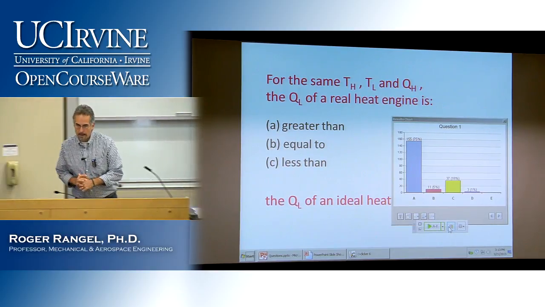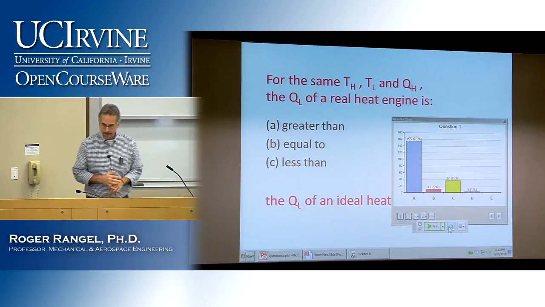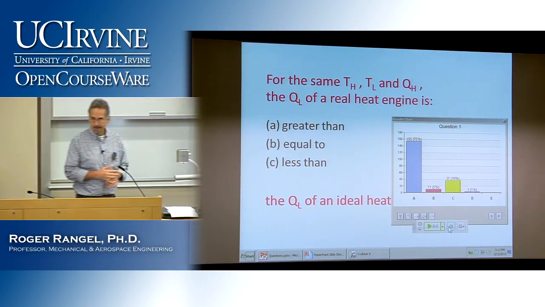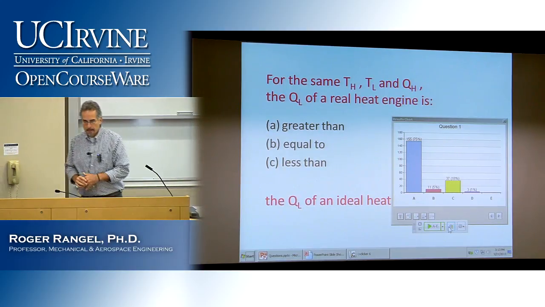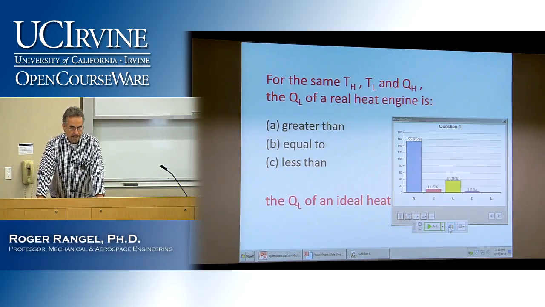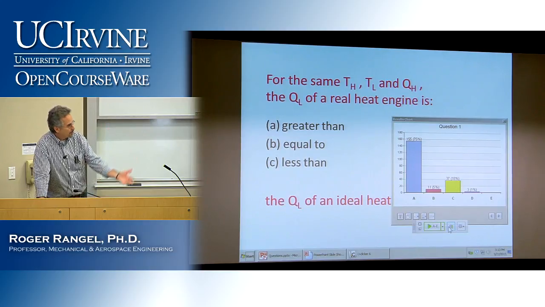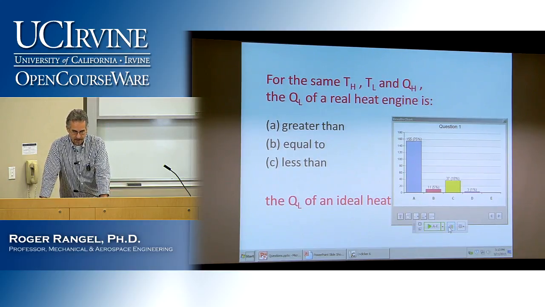The QL of a real heat engine is indeed larger. Right? It rejects more heat. We saw that at the beginning of the lecture today. It rejects more heat than the ideal one because the ideal one delivers more work. So there is more heat to reject in the real heat engine. All right, let's do another one.